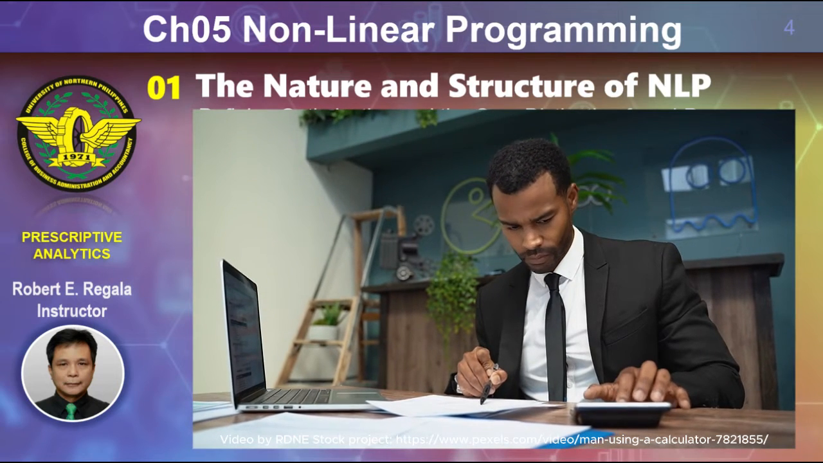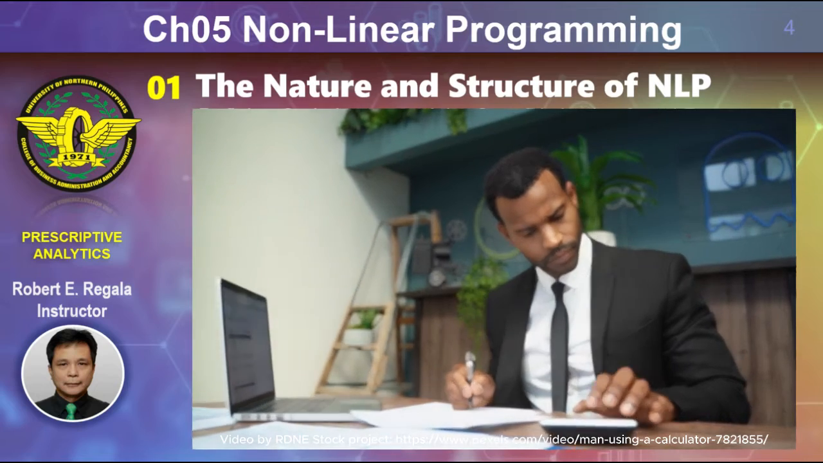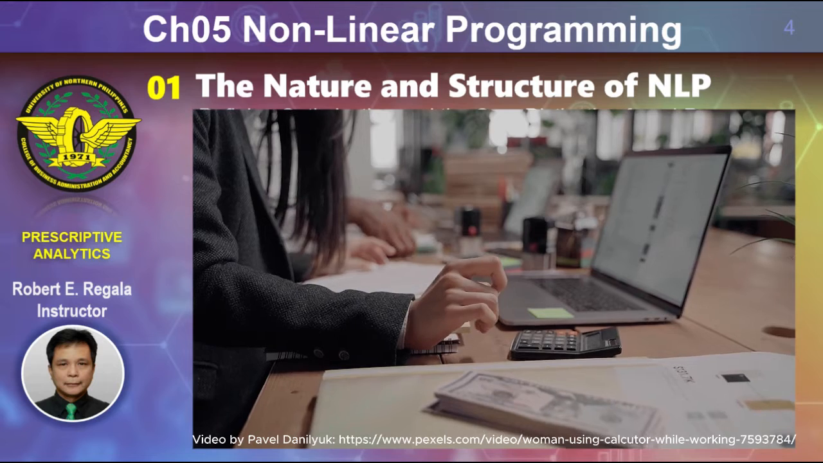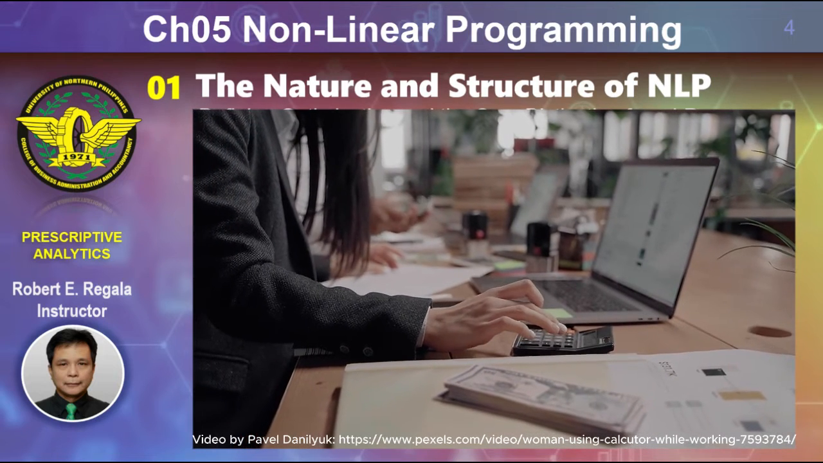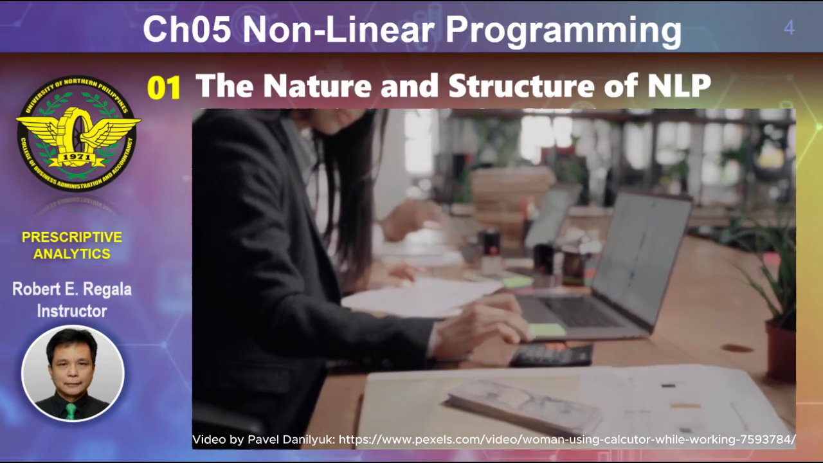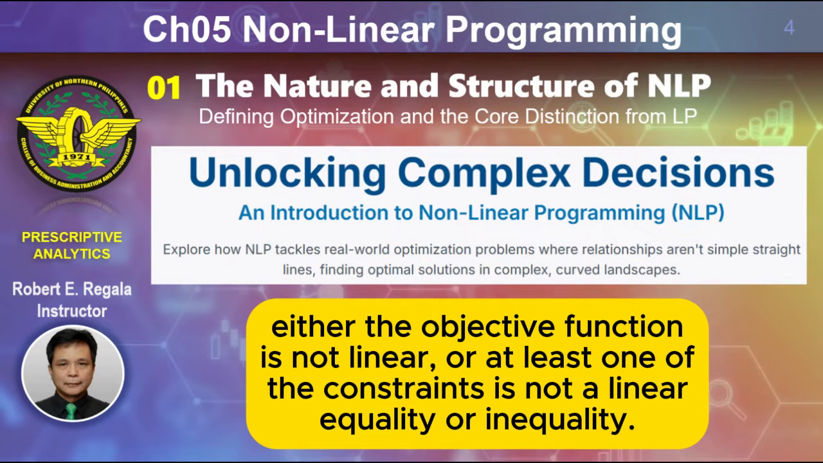Optimization, in the context of mathematical programming, involves calculating the extrema, maxima, minima, or stationary points of an objective function across a defined set of unknown real variables, conditional on satisfying a system of equalities and inequalities known as constraints. Nonlinear programming, NLP, represents the subfield of mathematical optimization dedicated to solving problems where either the objective function is not linear or at least one of the constraints is not a linear equality or inequality.